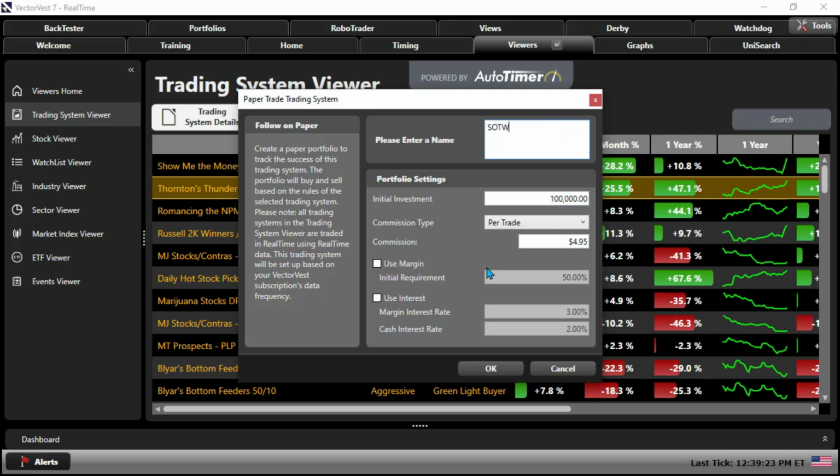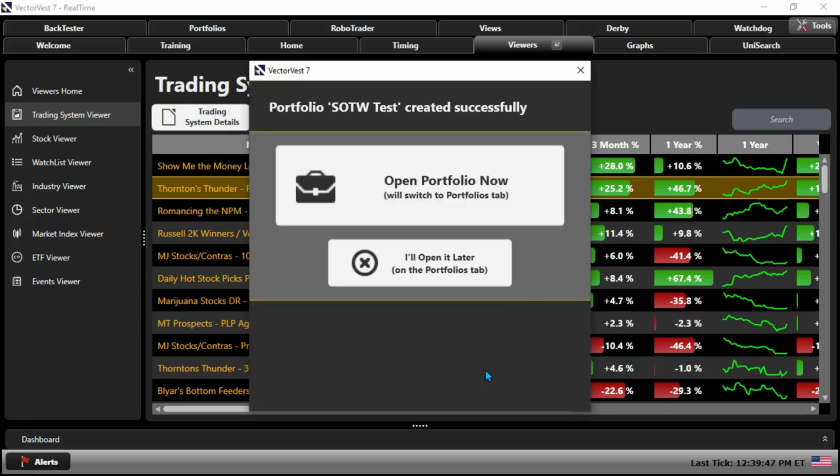All right. Now, it's going to know what it needs to do, $100,000 per trade. We're going to take off the commission. We're going to not use margin, and it sets up, create a paper portfolio to track the success of this trading system. The portfolio will buy and sell based on the rules of the selected trading system. Let's click on OK. Now, once we do that, we can open up the portfolio now.